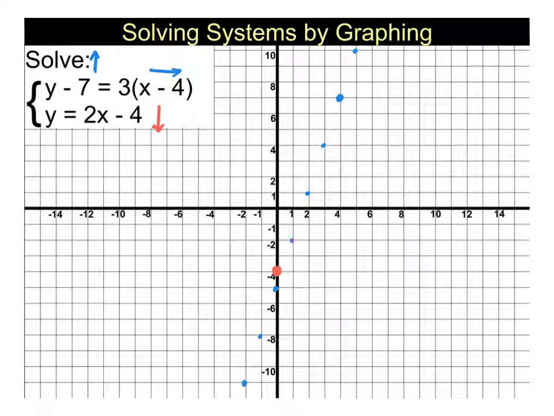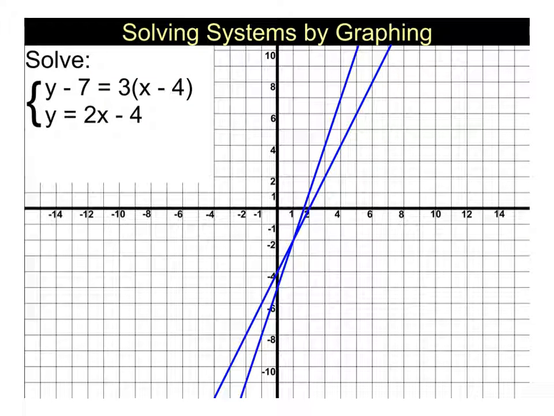So slope of 2 is up 2 over 1. Again, plot the points out as you go. It's going to help us be accurate with these lines. And then grab the straight edge, draw the line through it.